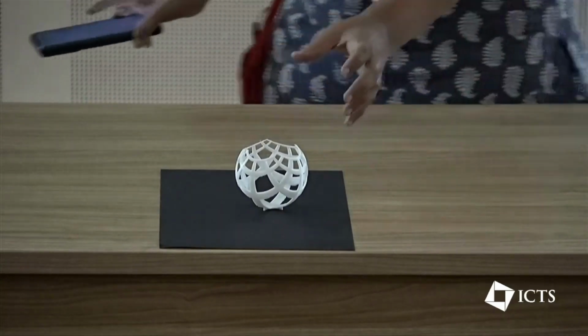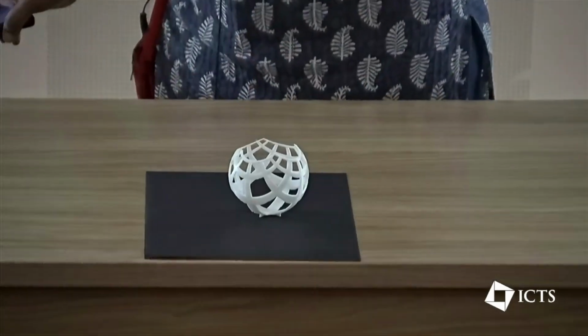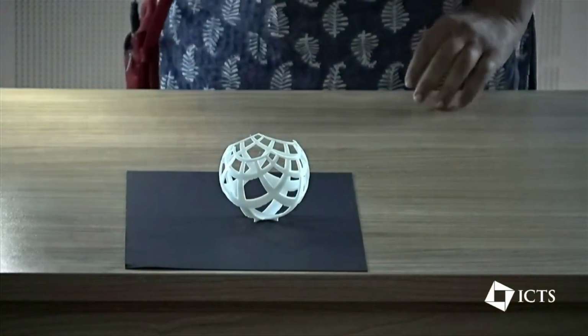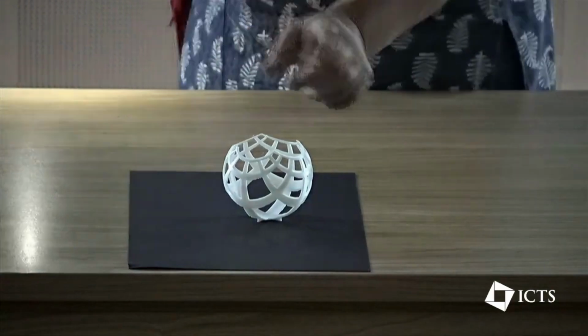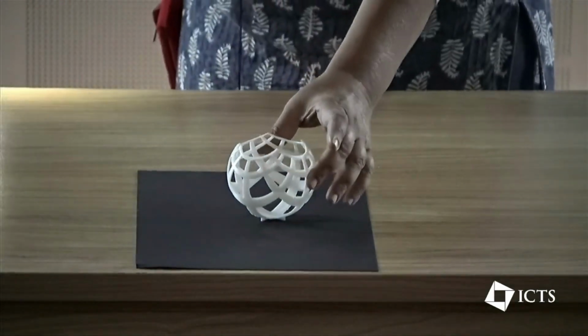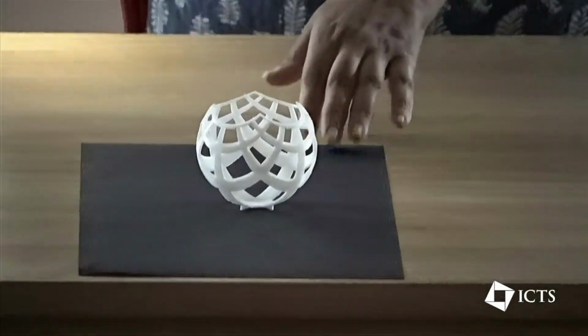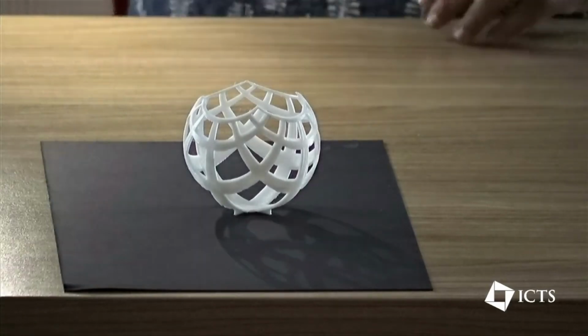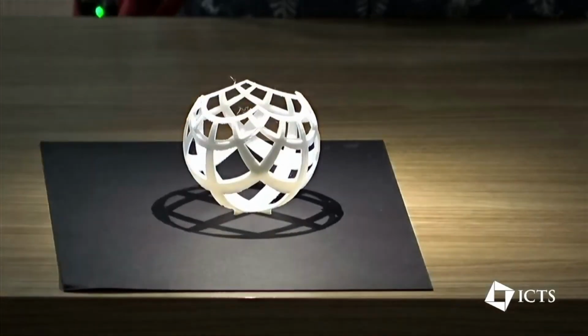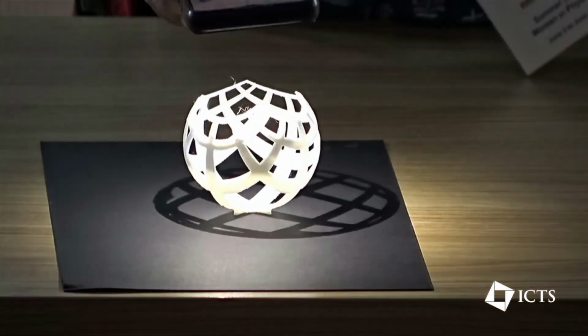So this is something that was 3D printed by Disha. Disha had done it for us, made this sphere with a piece taken out. And now I'm doing something.